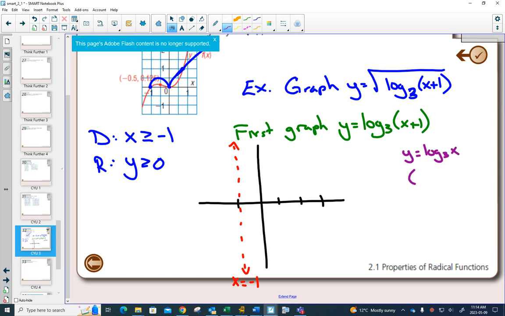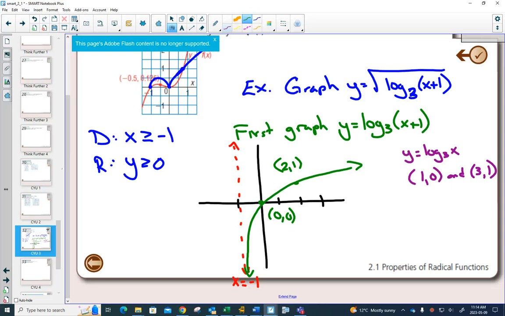If I just think about log base 3 of x, all log graphs have (1, 0). And log base 3 of x, because the base is 3, would have (3, 1). Can you see if you move those 1 to the left, (1, 0) would end up being at (0, 0). And (3, 1), when moved 1 to the left, would be at (2, 1). The shape of a log graph looks like this.